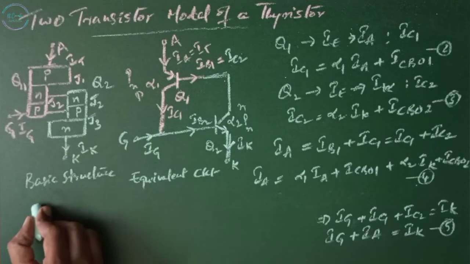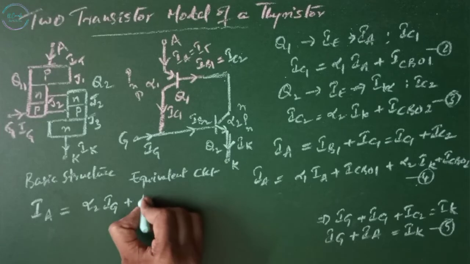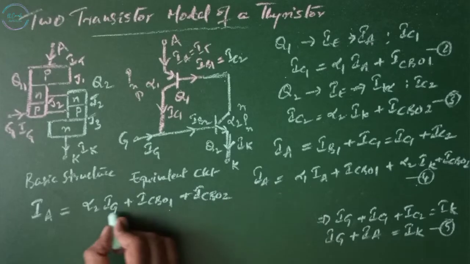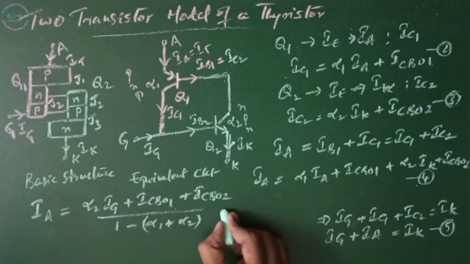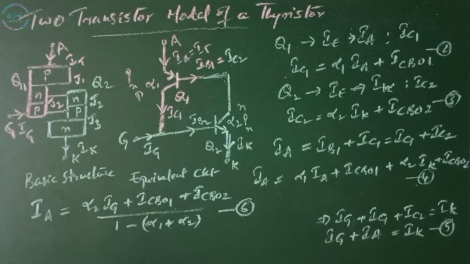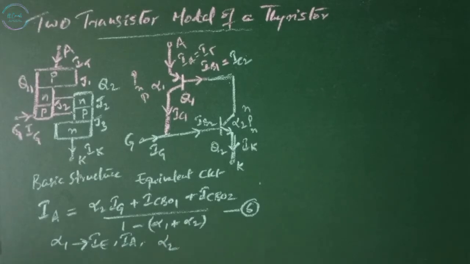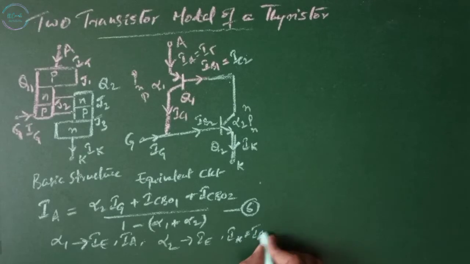From equations 4 and 5, IA equals alpha 2 IG plus ICBO1 plus ICBO2, divided by 1 minus (alpha 1 plus alpha 2). That is equation number 6. Now the current gain alpha 1 is going to vary with the emitter current IE, which is nothing but the anode current IA, and alpha 2 is going to vary with the emitter current IE. Here in our case, this emitter current is IK, which is nothing but IA plus IG.